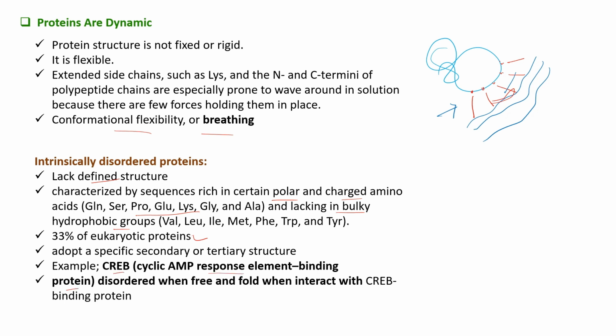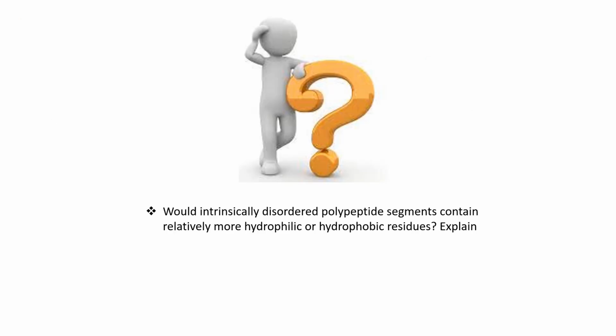This protein remains in a disordered form when it is free. They only get folded when they have to interact and perform their function. So such proteins are called intrinsically disordered proteins, which remain in a disordered state and convert into an ordered state when they have to perform their function. So that's all for protein denaturation.